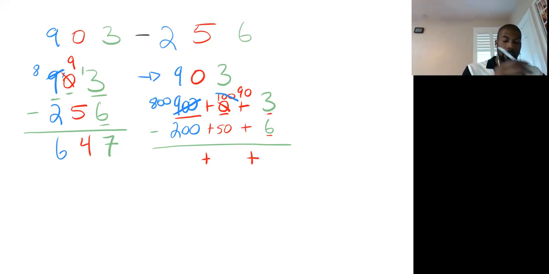I'm going to take the 10 I borrowed from that 100 and give it to the 3. So 10 plus 3 equals 13. So this number is now 13. And now I can do my subtraction. 13 minus 6 again is 7. 90 minus 50 is 40. 800 minus 200 is 600.